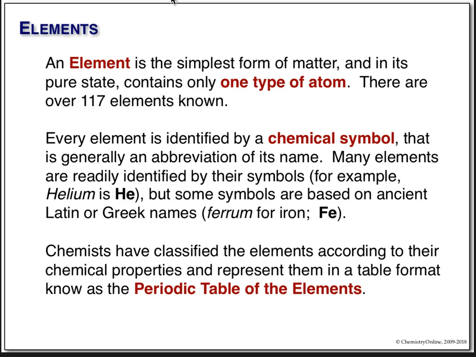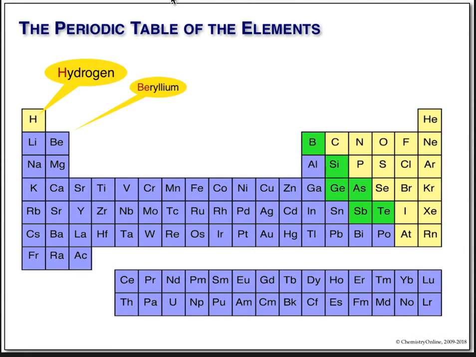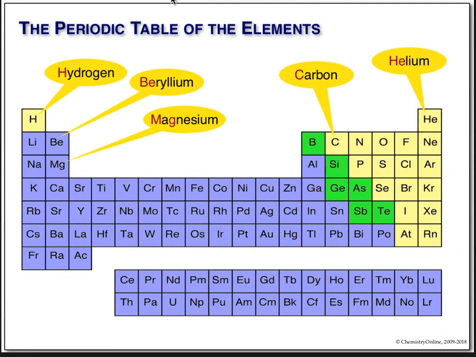We arrange these in something we call the periodic table, and this is a crude, simple periodic table, and we don't have one in this room. Maybe that's one if we fold it down, but this is the periodic table. As you see, many elements, easy to identify the symbol based on it. H for hydrogen, Be beryllium, Mg magnesium, C for carbon, He for helium.